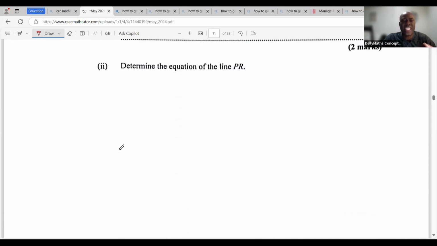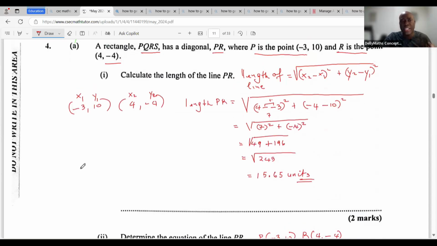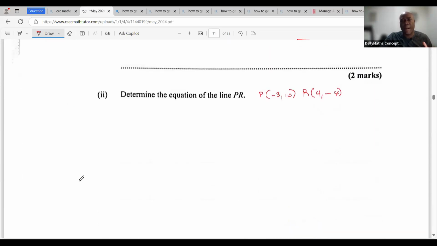Now, this question says, can you determine the equation of the line PR? Let's write back the points that we had. For the point P, we had (-3, 10), and for the point R, we have (4, -4). Because those are the points we got, yes, we can write the equation of this line. It depends on what form we want to put it in. We can put it in many forms.